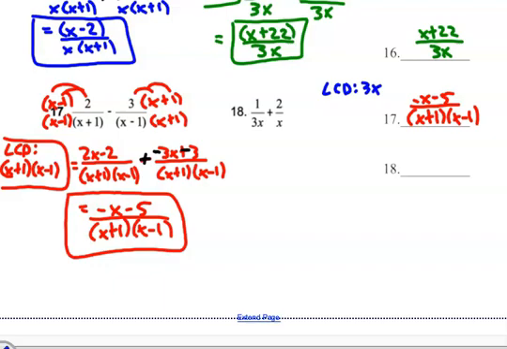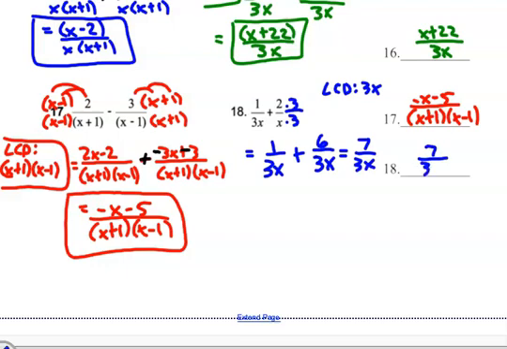The one on the right needs to get changed. The one on the left is already over 3x. So the one on the right needs to get multiplied by 3 over 3. So this is going to be rewritten as 6 over 3x. Okay, well then all I have to do is add the 1 plus 6. I have 7 over 3x. Nothing can reduce because 7 and 3 don't have any common factors. So that's the add and subtract page.